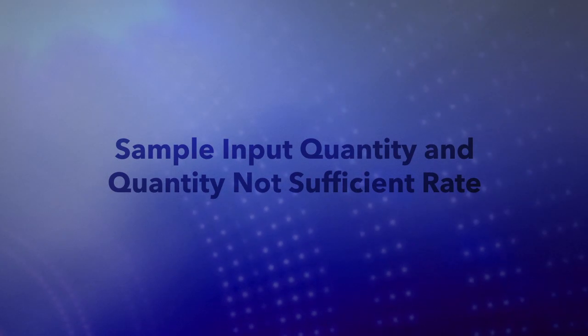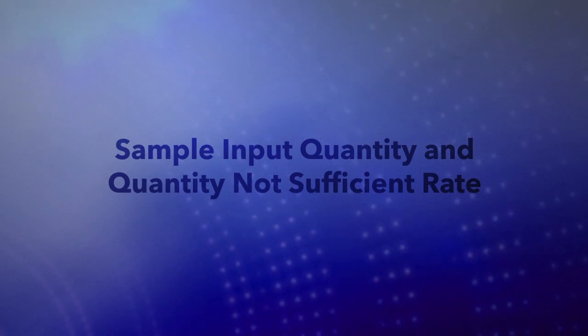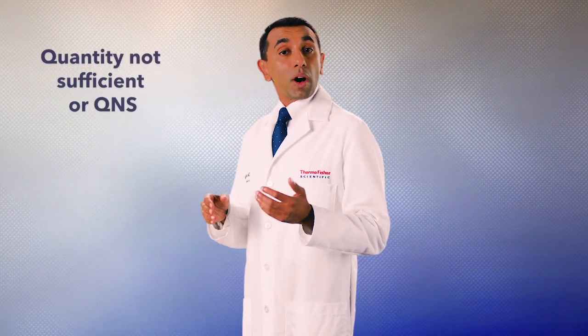Sample input quantity and quantity not sufficient rate. Though these two variables determine how often testing will be successful in our cancer patients, they affect the feasibility of mutational testing in different ways. The sample input quantity is the minimum amount of DNA or RNA expressed in nanograms required to accurately run the assay, and should be sufficiently above the limit of detection in order to decrease potential errors. The quantity not sufficient rate, or QNS, is how often your patient's sample will be rejected based on the testing laboratory sample requirements before DNA is actually quantified.